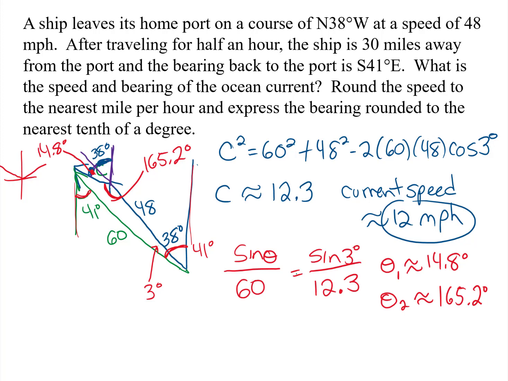So if I add the 38 and the 14.8, I have the direction angle of the current. So the bearing for the current, we're going to be measuring off from north, and we're going to swing around by 38 plus 14.8, so that's going to be 52.8 degrees around to the west.